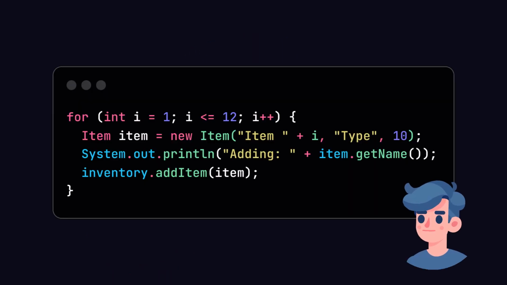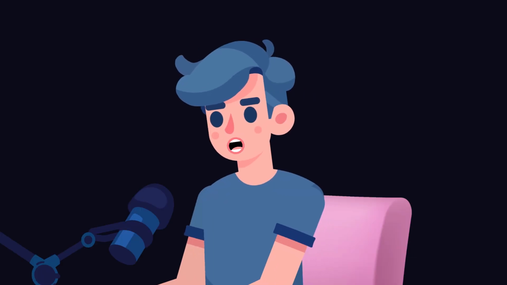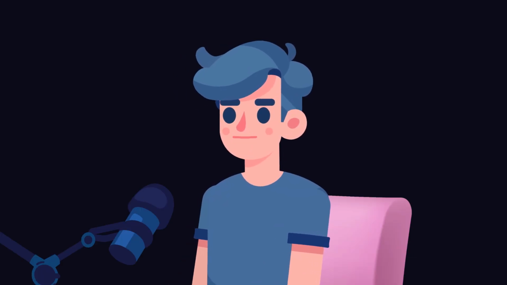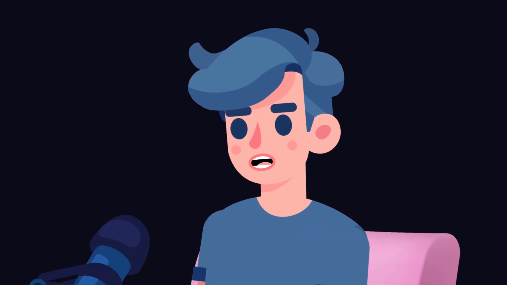Now, let's modify the main method to test this new limitation. We will try adding more items than our maximum inventory size allows. With this loop, we will try to add 12 items to our inventory, but we should only be able to add 10. Let's run the code and confirm this behavior.